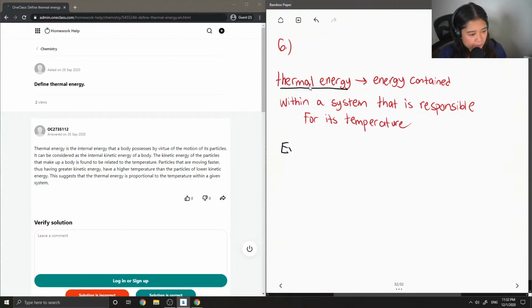So for example, heat is the flow of thermal energy.